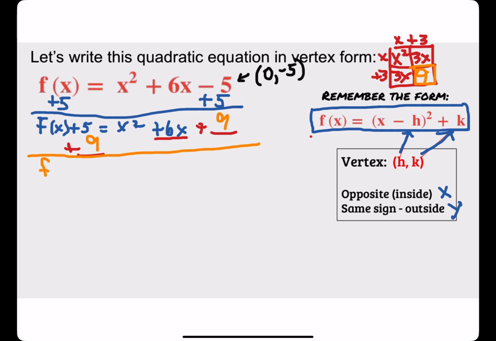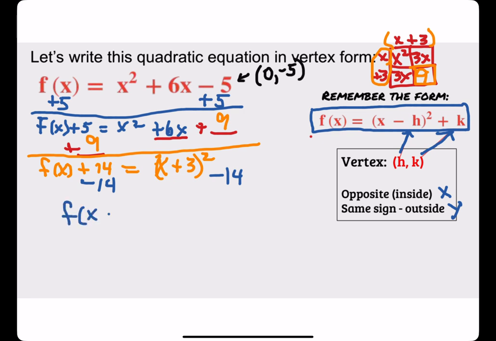This gives me f of x plus 5 plus 9, or 14, equals, and now here's where my box works out well. I have my factored form, x plus 3 times x plus 3, or (x + 3) squared. Now it's simply an easy case of subtracting 14 to solve for my f of x. And I have f of x equals (x + 3) squared minus 14.